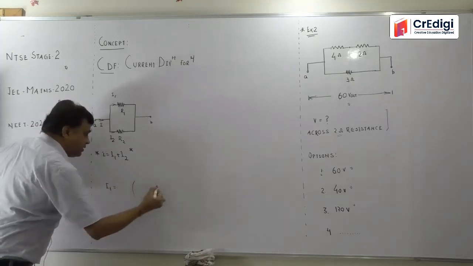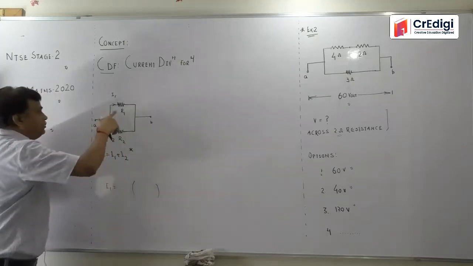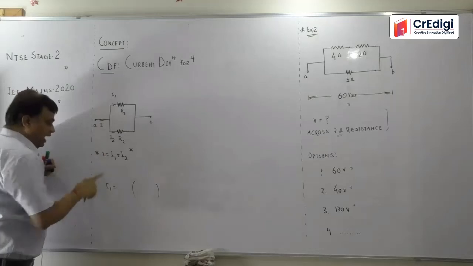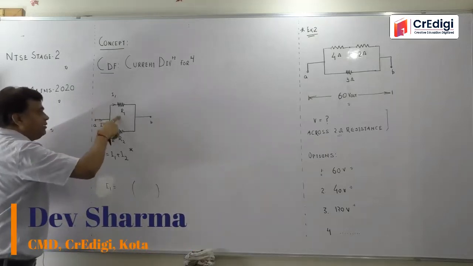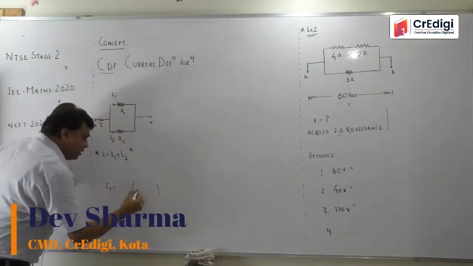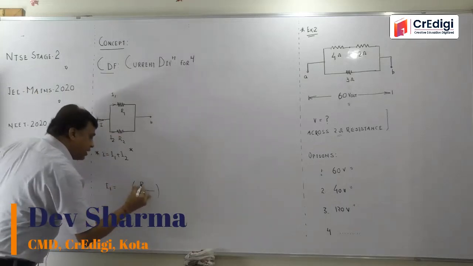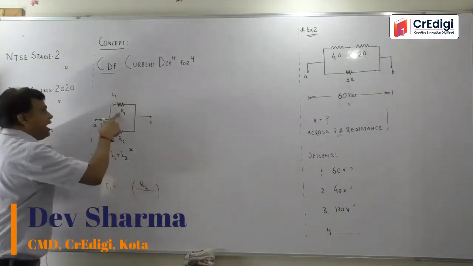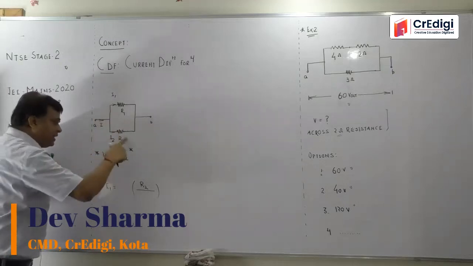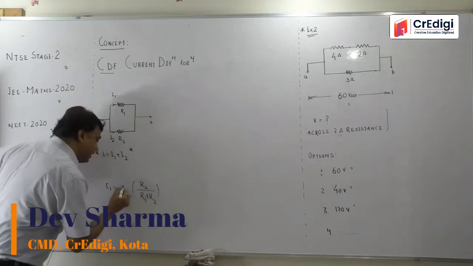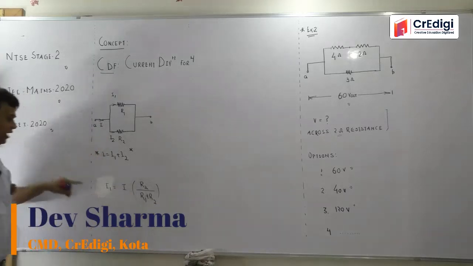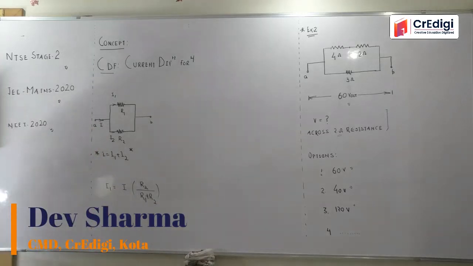Let the current I1, which passes through R1, be what I am interested in calculating. Since it is passing through R1, forget about R1 and write R2 here, divided by R1 plus R2, and right over here is I. So I1 will be equal to I multiplied by R2 divided by R1 plus R2.